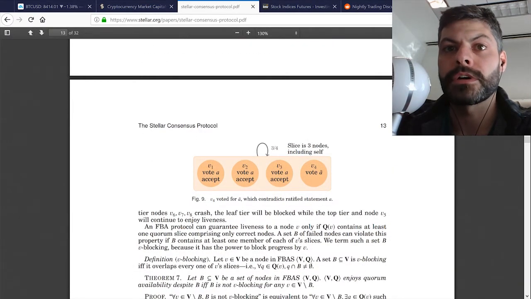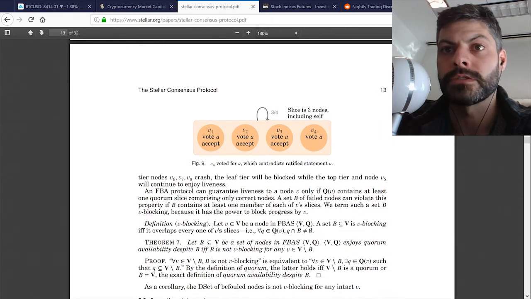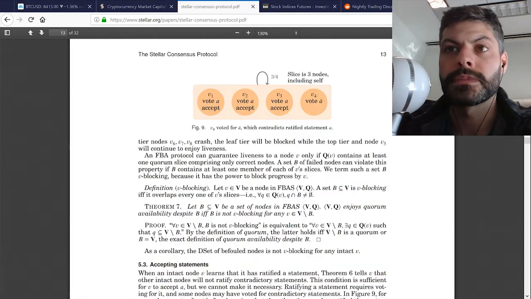An FBA protocol can guarantee liveness to a node v only if the function Q of v contains at least one quorum slice comprising only correct nodes. A set B of failed nodes can violate this property if B contains at least one member of each of v's slices. We term such a set v-blocking because it has the power to block progress by v.